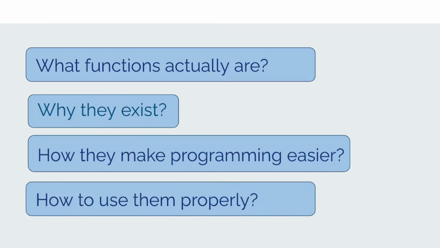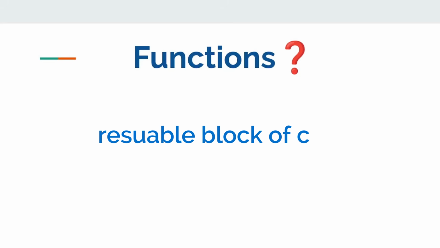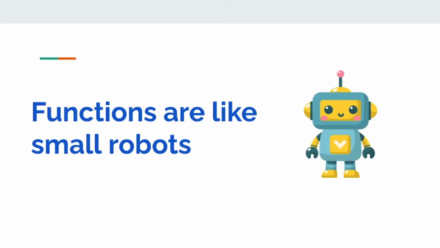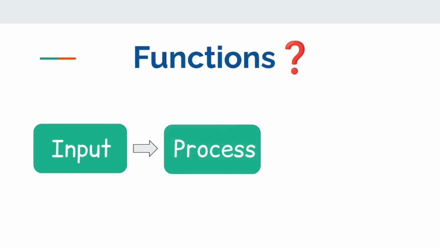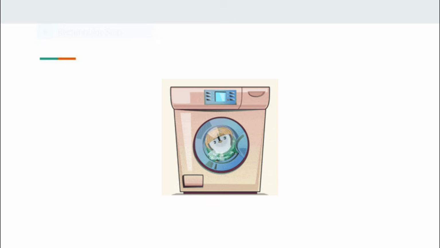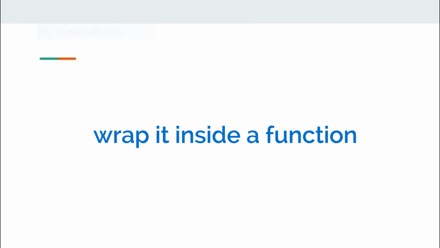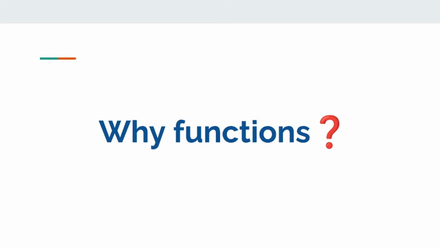Here's the catch. A function is basically a reusable block of code. Think of it as a machine. You give it input, it processes something, and gives output. Instead of rewriting the same logic over and over again, you wrap it inside a function and call it whenever you need. But let's slow down and understand why programmers even created functions.